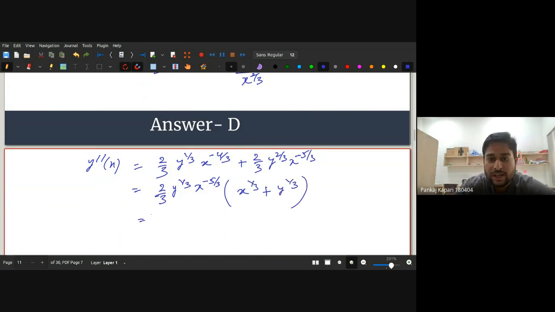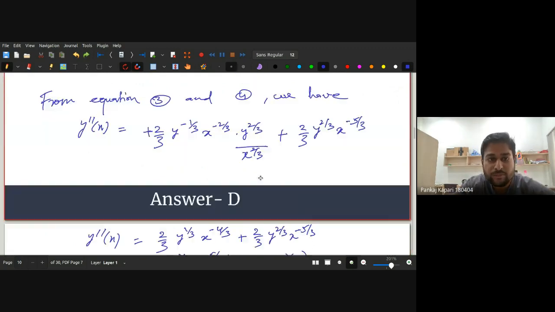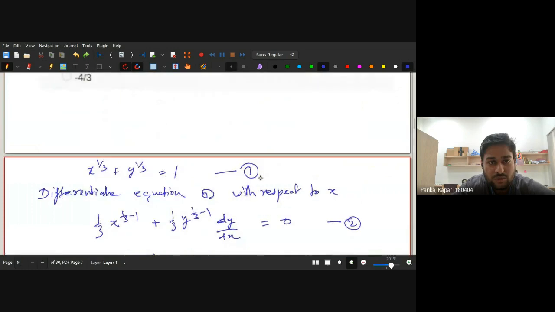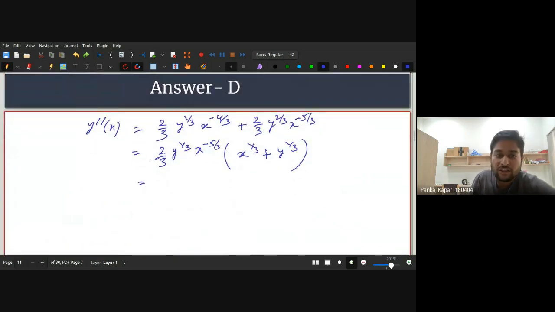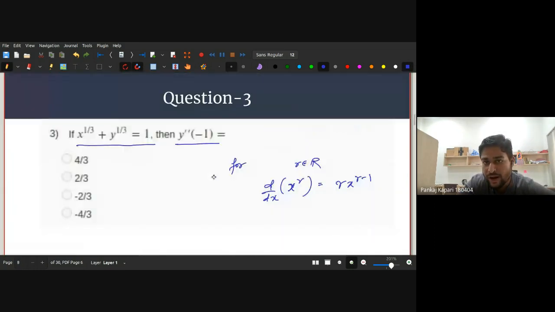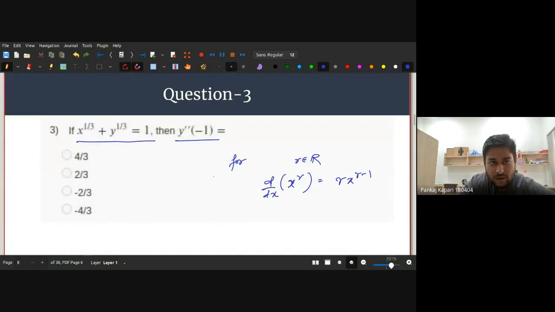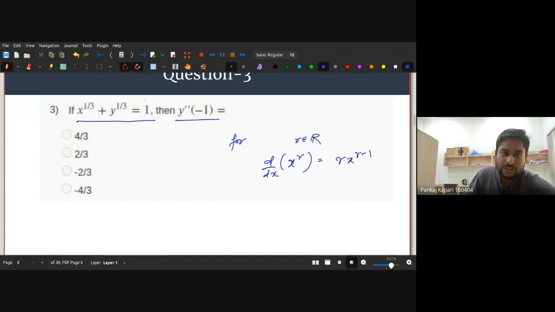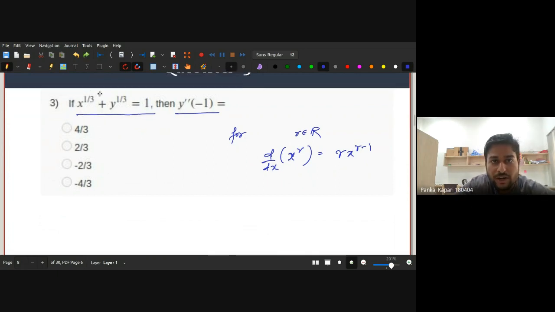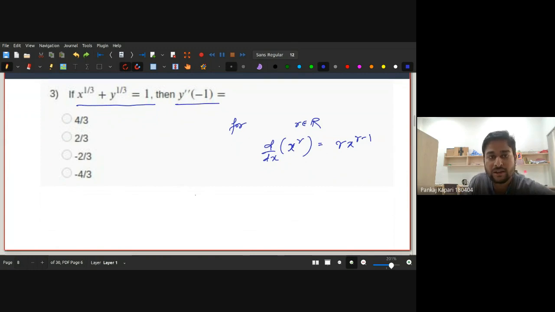Now notice that this quantity inside is just equal to 1, right? We started from this equation. This equation was given to be equal to 1, and therefore y double prime at x is just y to the power 1/3 into x to the power minus 5/3. Now we have to find this value at x equal to minus 1. But from this equation you can see that when x is minus 1, we have to find out what is y, because we also need the value of y to find this derivative, right?